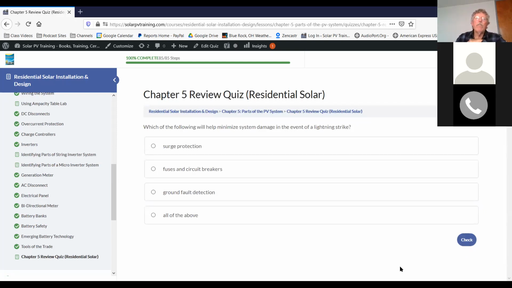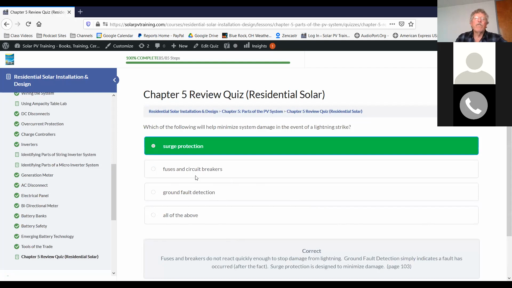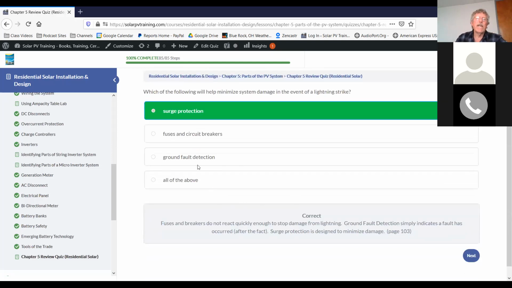Which of the following will help minimize system damage in the event of a lightning strike? Surge protection, fuses and breakers, ground fault detection, or all of the above. Well, the answer is going to be surge protection. Why isn't it all of the above? Well, fuses and breakers do not react fast enough to deal with lightning. Otherwise, we'd never need surge protection because we all have breakers. Ground fault detection just tells you there's a problem, so it doesn't do anything to prevent the problem.